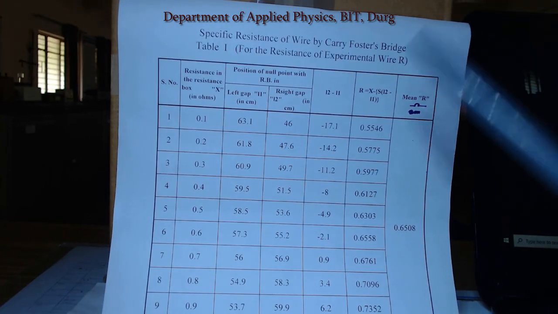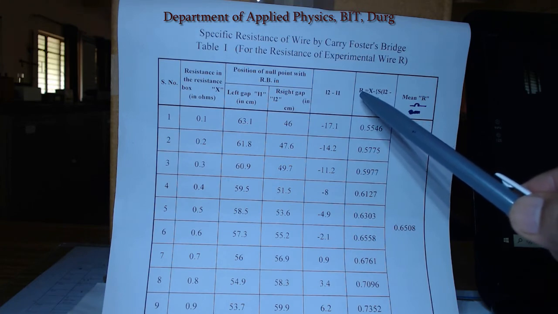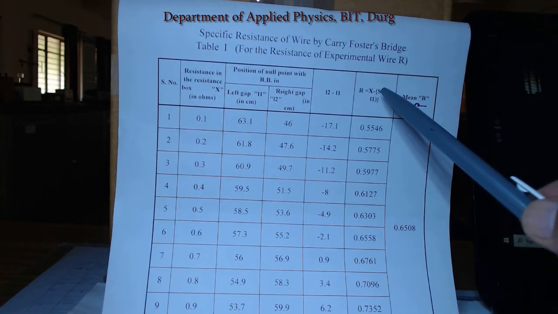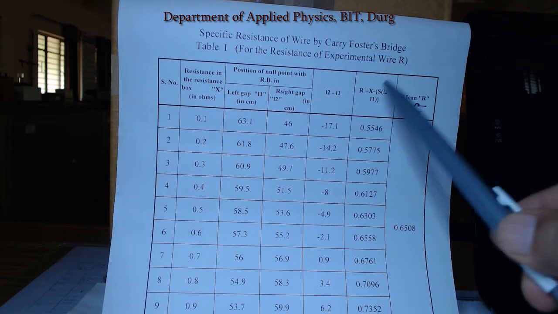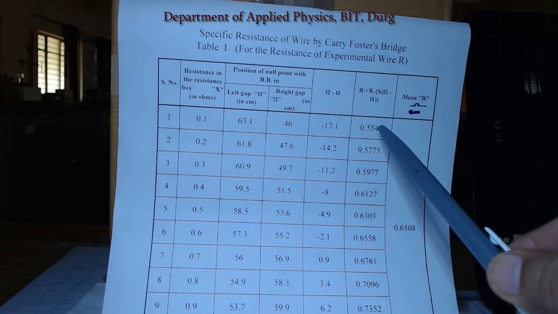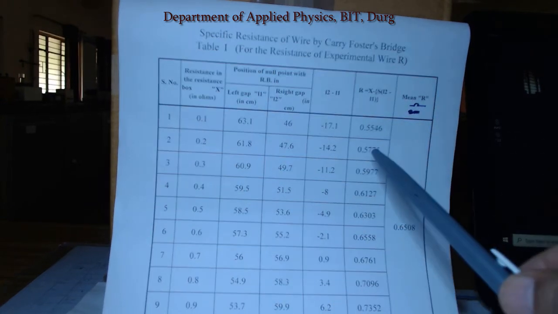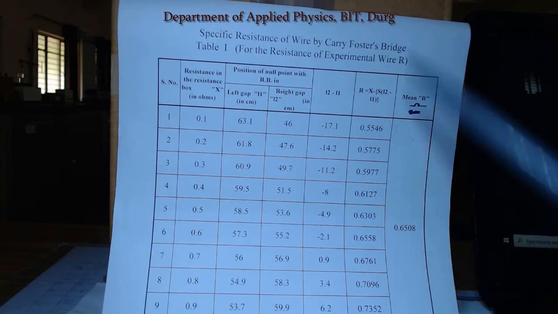Now with the help of this, I try to find R, that is the resistance of the experimental wire, which is X. X minus S, where S is the mean value of the resistance per unit length of the wire which we have calculated, multiplied by L2 minus L1. So the value of resistance comes to be 0.5546. For the second reading it is 0.5775. For the third reading it is 0.5977, and so on.